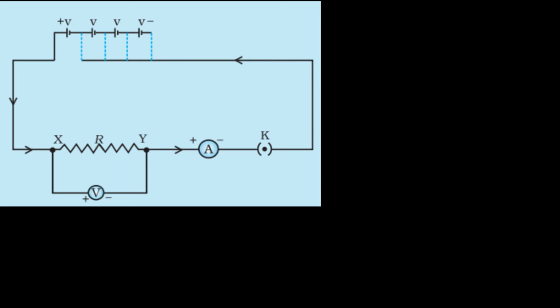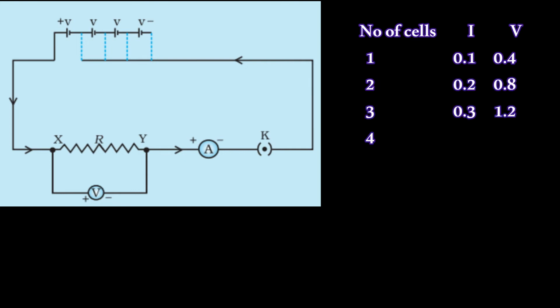So note the reading in the ammeter, I, for the current and the reading of the voltmeter, V, for the potential difference across the nichrome wire. As I said, I have taken one cell and the voltage is 0.4. Imagine that I got the current reading in the ammeter as 0.1. Now in case I take two cells in the circuit, then the voltage is 0.8, and the ammeter reading will be 0.2. Let's just say I got 0.2.